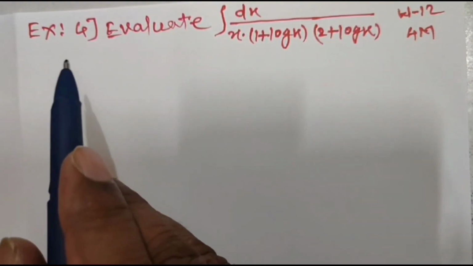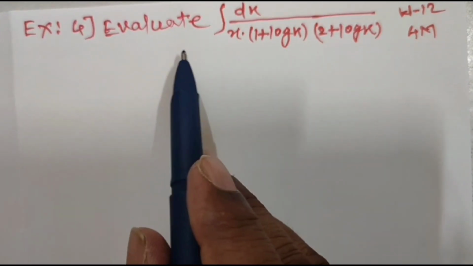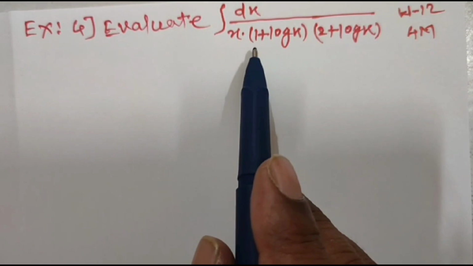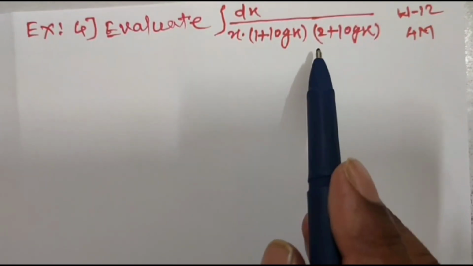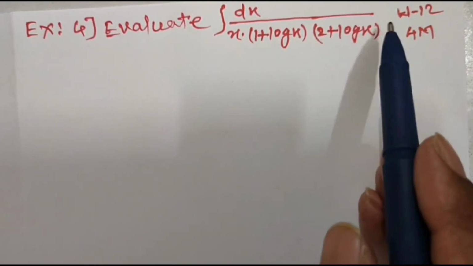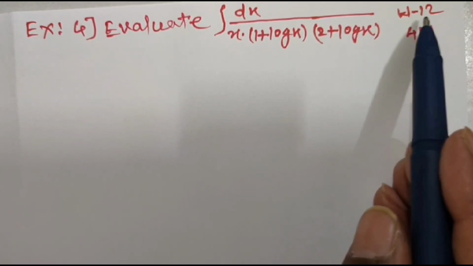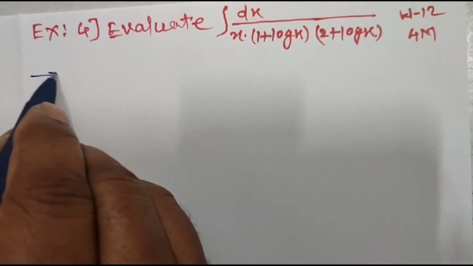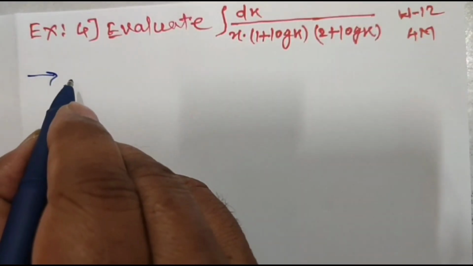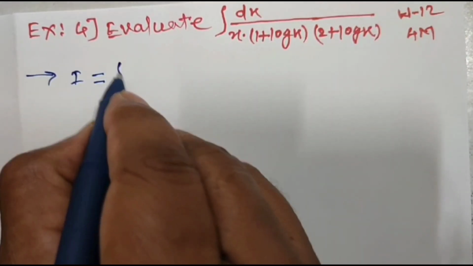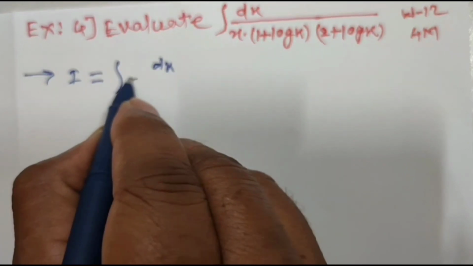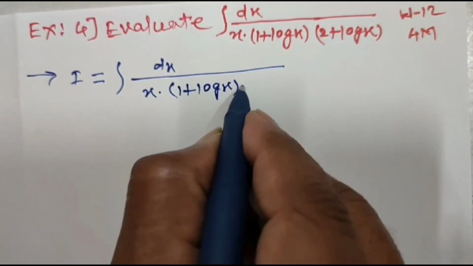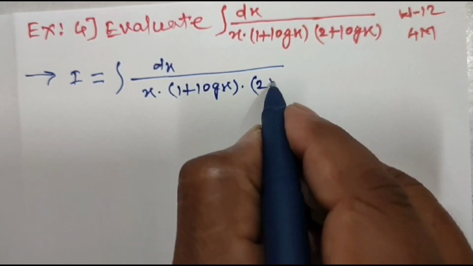Let us solve sum number 4. Evaluate the integral of dx divided by x into bracket 1 plus log x, second bracket 2 plus log x. This sum appeared in winter 2012 for 4 marks. To evaluate this integral, first of all, we can put the given integral as it is. I is equal to the integral of dx divided by x into bracket 1 plus log x into another bracket 2 plus log x.